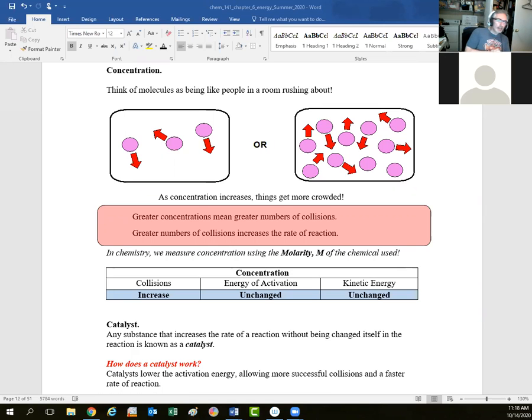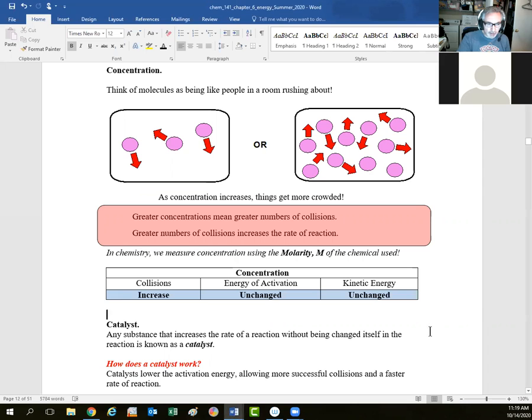Right, so that's the second one, concentration. It's increasing the number of collisions, which therefore increases the rate of reaction. Of course, conversely, if you decrease the concentration, which you could most effectively do by just adding water to dilute the solution that you're using, that would decrease the rate of the reaction as the concentration decreases.